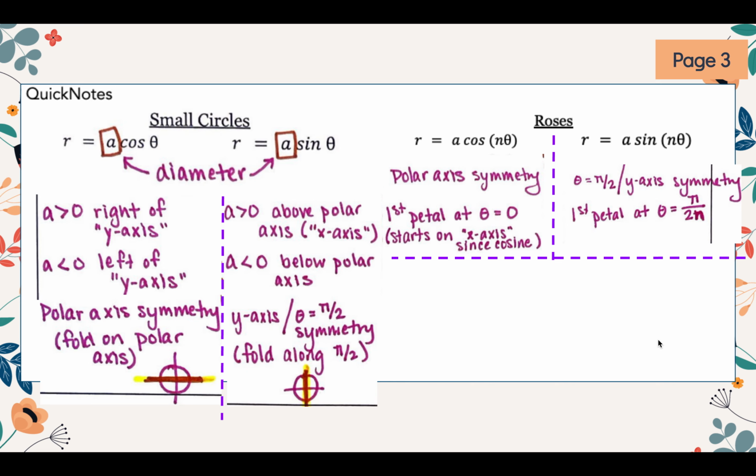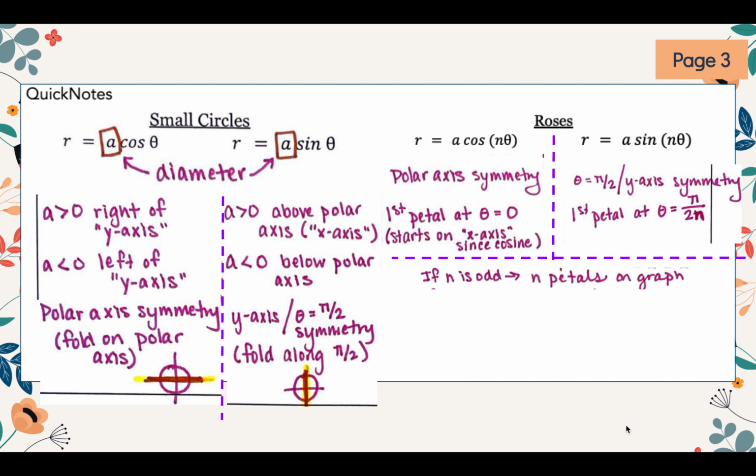And I want to point out that for circles, we have the same symmetry. When it's cosine, we have polar axis symmetry. When it's sine, we have pi over 2 symmetry, and that's the same thing for roses. So now at the bottom here, we're going to summarize the parts from questions 3 and 4, and 6 and 7.